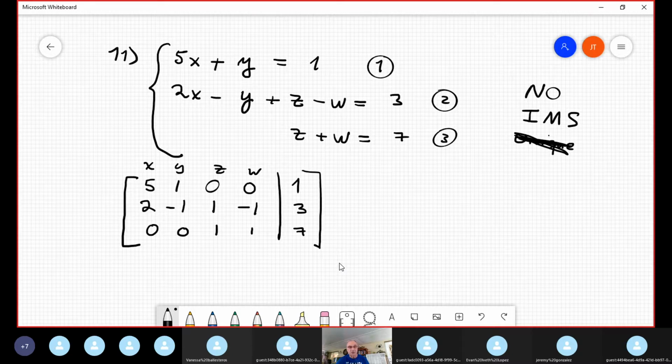By the way, this matrix is the dimension 3 by 5. No? Three equations. The number of rows represent always the number of the equation, and 5 is the number of the unknown plus 1, is the right hand side. It's the right hand side.